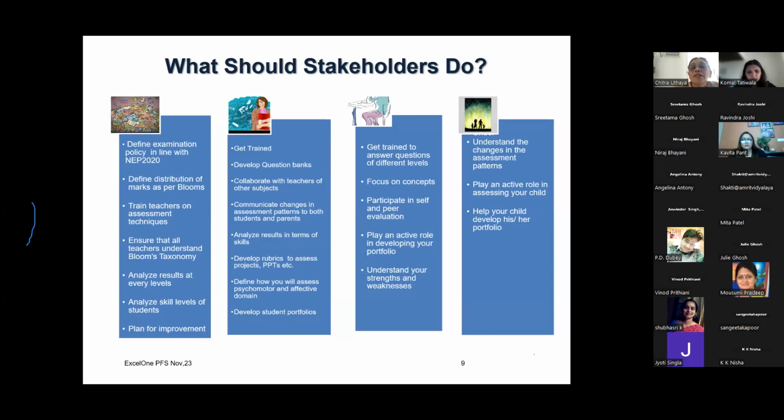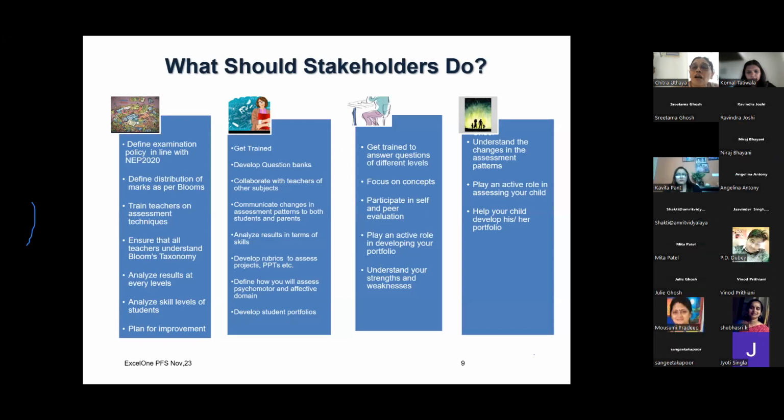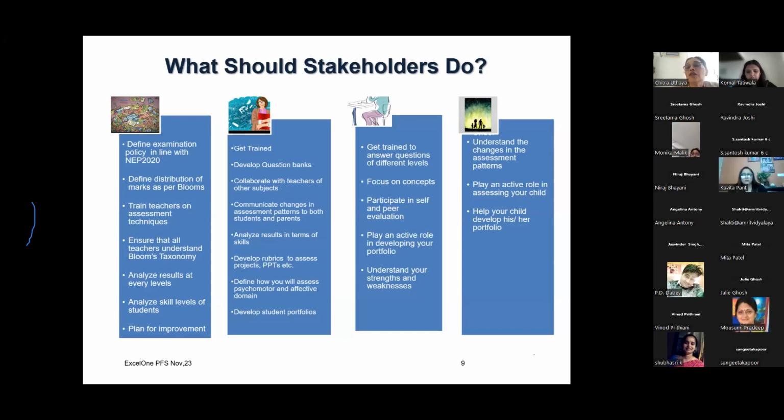Students will have to participate in self and peer evaluation. So they need to be trained on how to do that. They need to play an active role in developing their own portfolio. So you will need to train them on how they should start developing their portfolio, what should go into the portfolio, how to write reflections, etc. And they need to track their progress. So they need to understand their own strengths and weaknesses. The school will have to come up with mechanisms of how students can track their own progress.